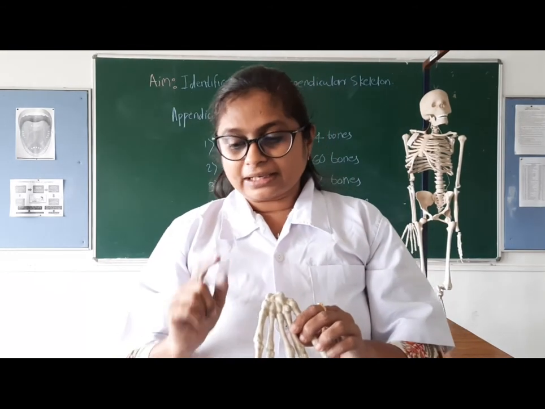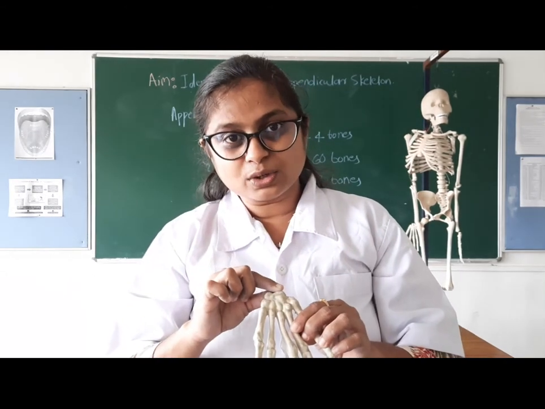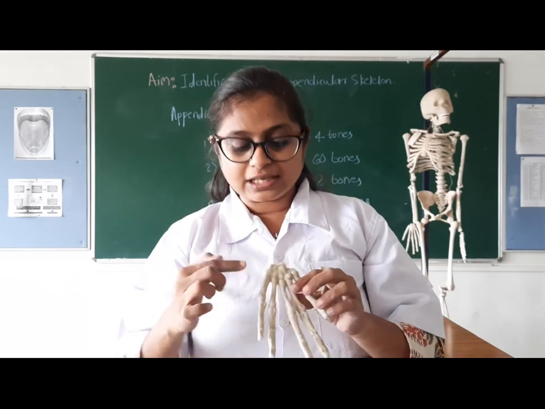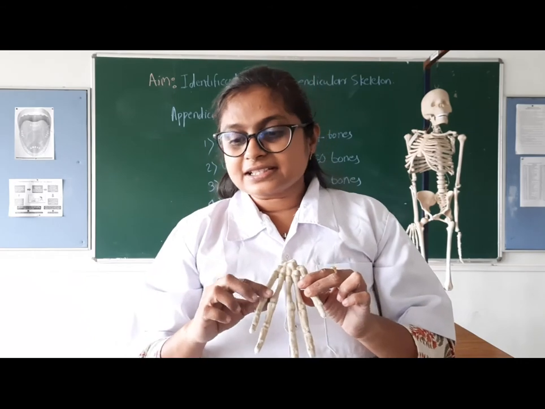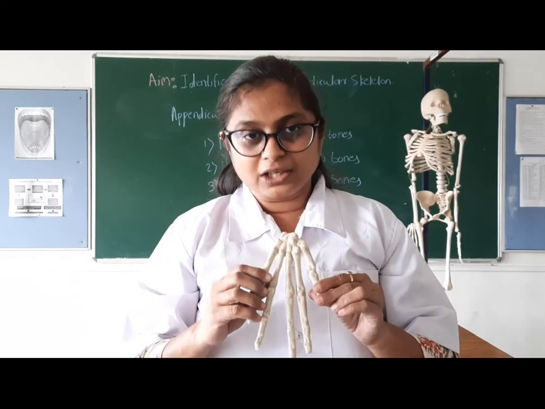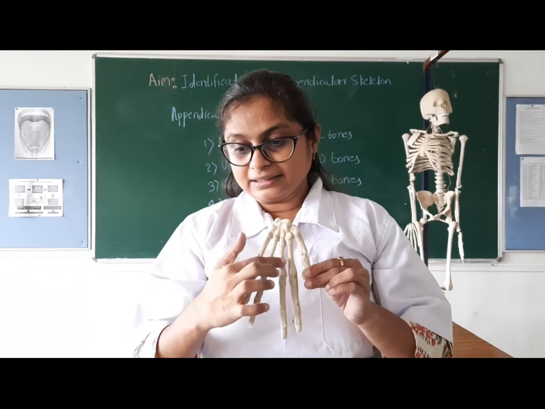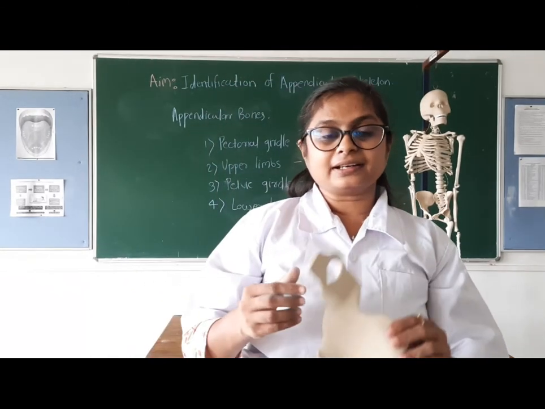Now next one is the carpals. Okay, carpals contain 16 bones. These are the carpals. Next one is the metacarpals. Metacarpals contain 10 bones, and these are the phalanges. Phalanges contain a total of 28 bones. These are the carpals, metacarpals and the phalanges. Okay. Now next one is the pelvic girdle. This pelvic girdle contains the hip bone.